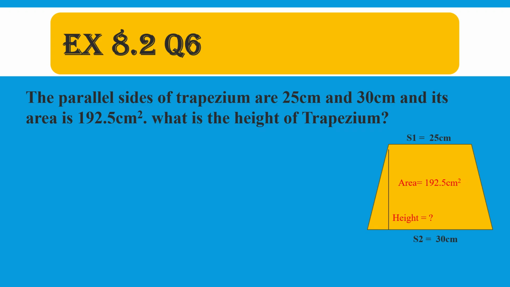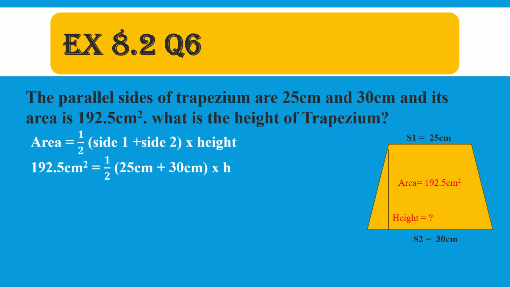What we have to do is find out its height. Now first of all, let's write down the formula for the area of a trapezium. That is 1 by 2 into side 1 plus side 2 into height. Now let's put these values into the formula. We get 192.5 centimeter square is the area, which is equal to 1 by 2 into side 1 plus side 2, means 25 centimeter plus 30 centimeter, into height. As height is not given to us, we will keep writing h instead of height. Now as you can see, this 2 is in the denominator, so on the other side it will be multiplied with the area.